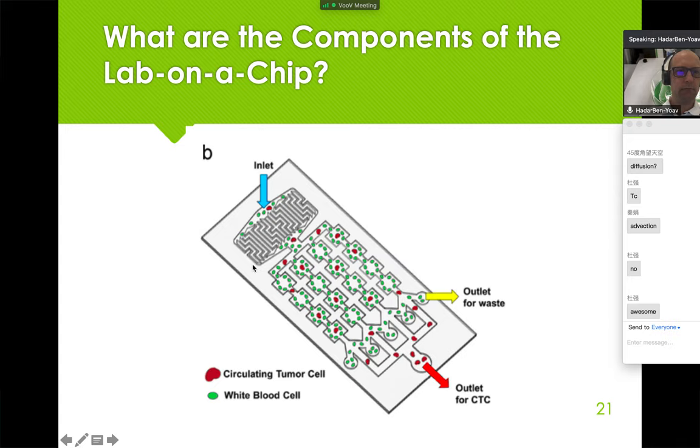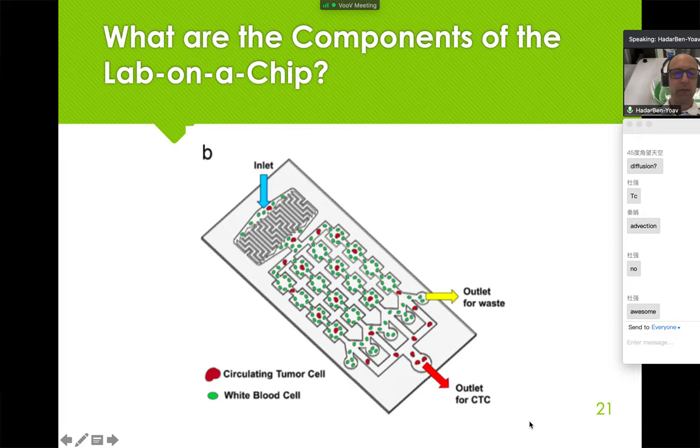between the CTCs and the white blood cells, and eventually you have reservoirs that the white blood cells go into here, or the outlet to waste, and here you get the CTCs, so you accumulate them and you start to understand how to characterize what kind of tumor cells they are, which type, which eventually can tell you what kind of treatment is the best one.